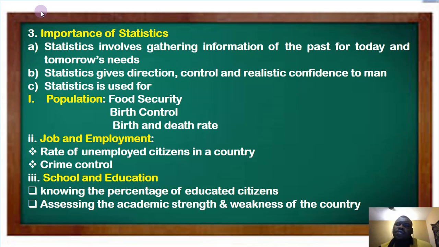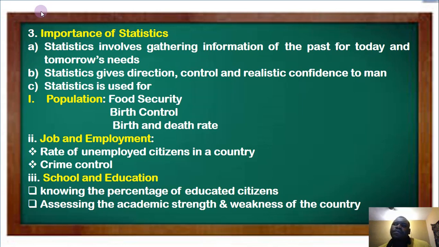Then statistics is used for population. That is, for example, food security. If the government wants to find out maybe there's enough food in the land, they will make use of statistics, get data of all the sellers of food and everything like that.